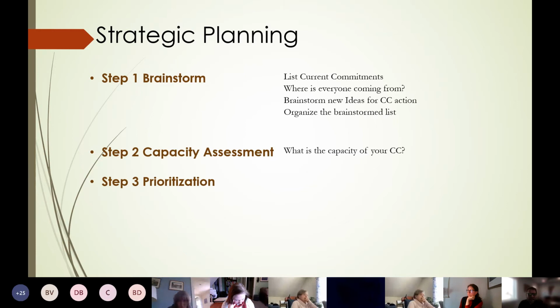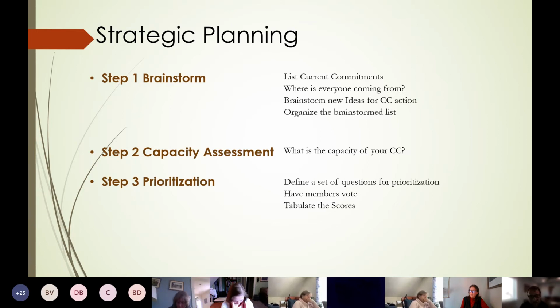Next, you want to do the prioritization of that brainstorm list. And you want to define a set of questions. So you have this list of ideas, and then you ask a set of questions. Does this help implement the town plan? Does this help protect the resource? Are you as an individual interested in taking a lead role in that? Then you would vote and tabulate the scores.